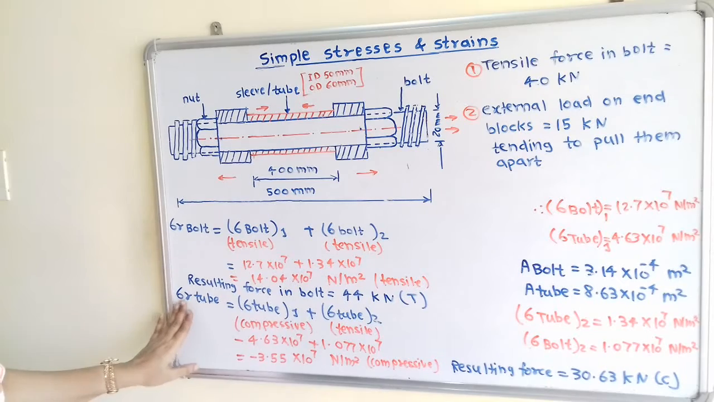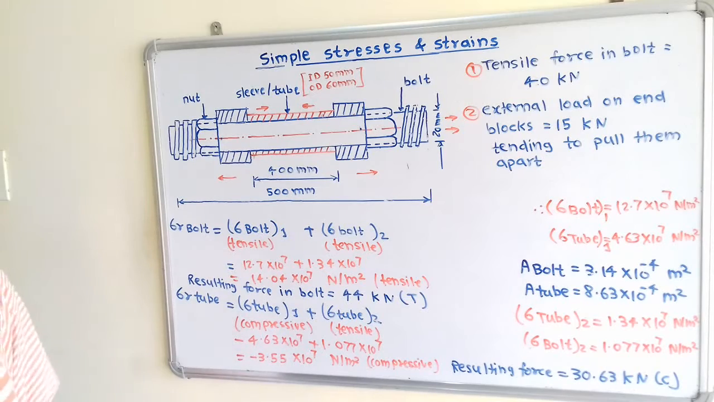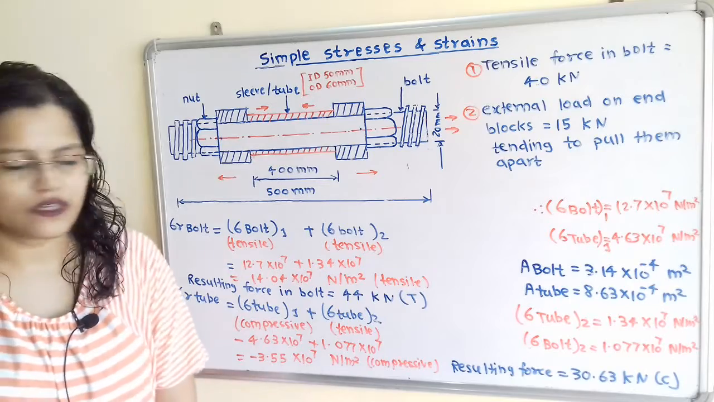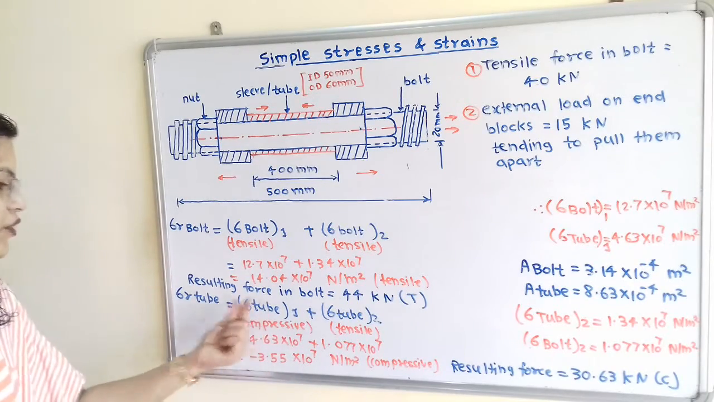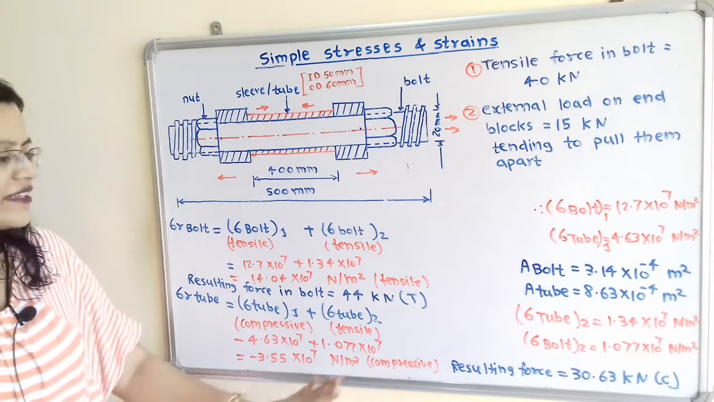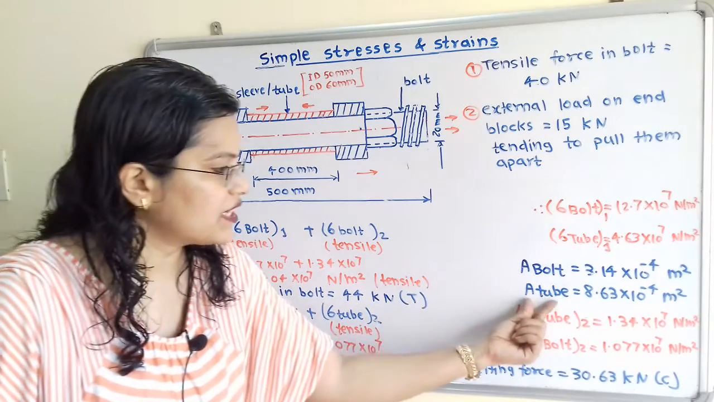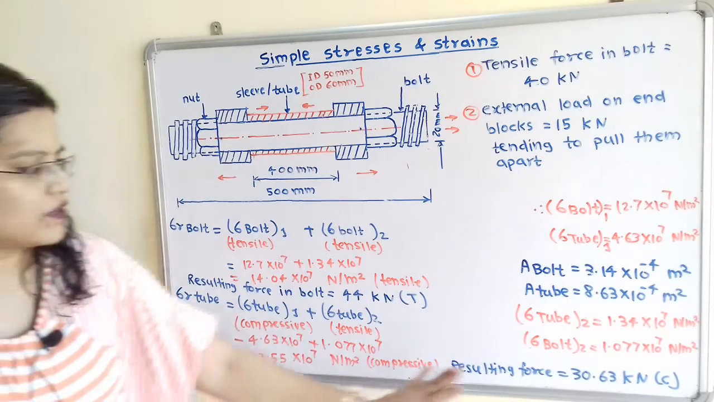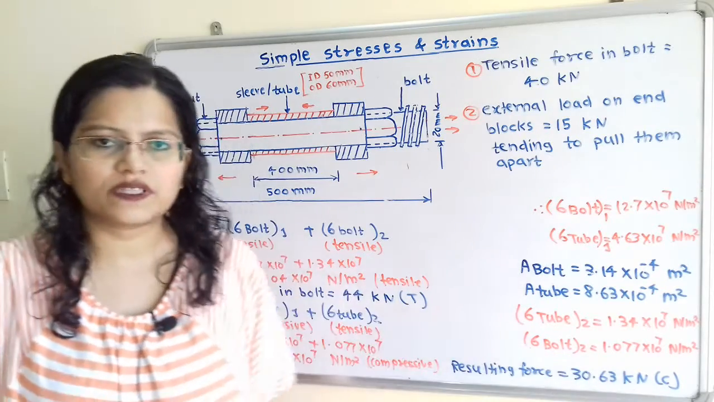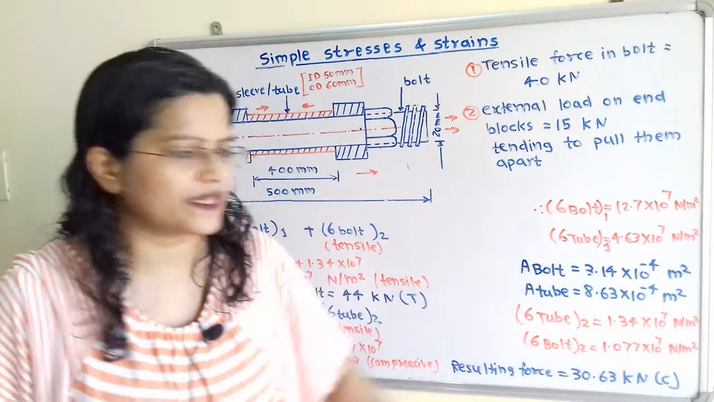Now we will calculate the sigma r tube. So when we calculate these values, then we will get the negative answer, that is minus 3.55 into 10 raised to 7 Newton per meter square. So whenever there is negative magnitude for the stress, that means nature of the stress is compressive. So how to calculate the resulting force? That is this magnitude multiplied by cross sectional area of the tube, and it is equal to 30.63 kilonewton, and in bracket we have to write the nature of the resulting force. So for bolt it is tensile force, and for tube it is compressive nature.